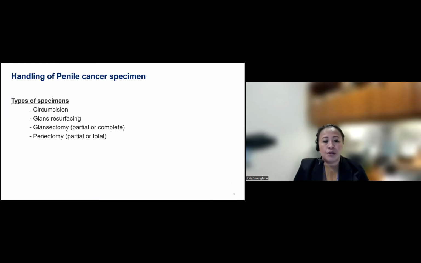So now coming on to the real topic, how to handle the penile carcinoma specimens. First, it is important to know the different types of specimens that we can receive in pathology. So we can receive circumcision, glans resurfacing, glansectomy, which can be partial or complete, and penectomy, which can be partial or total.